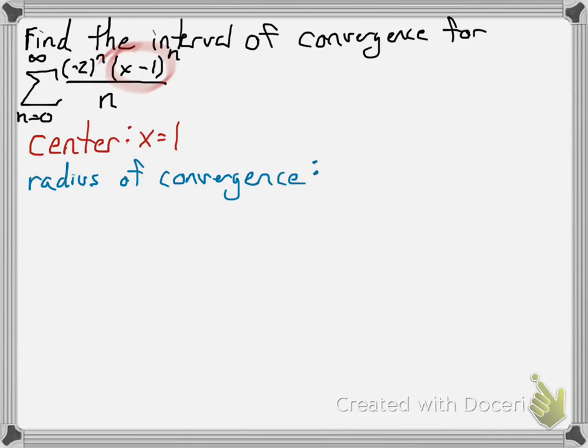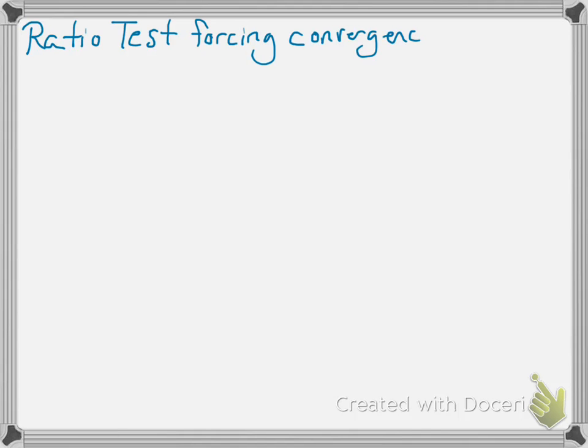Now, to find the radius of convergence, we're going to be using one of our series tests. So we want it to converge. The best thing to use is the ratio test. Ratio tests can work for just about anything. Yes, it was occasionally inconclusive, but it can work for all kinds of series. So it's the best place to start. We, though, want to force convergence.